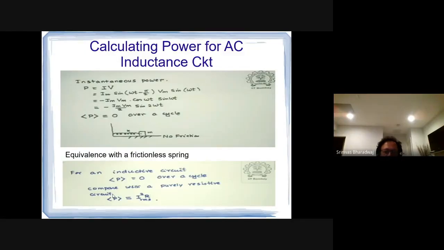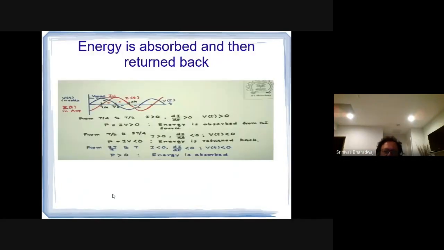It is like a frictionless spring. A frictionless spring will go back and forth. So a pure inductor works like that, as does a pure capacitor. Energy is absorbed during one half of the cycle, and all that energy is then returned back to the circuit in the other half. That's what's going on there.